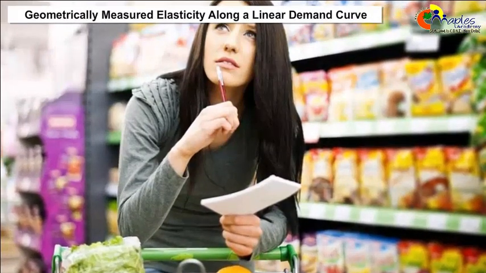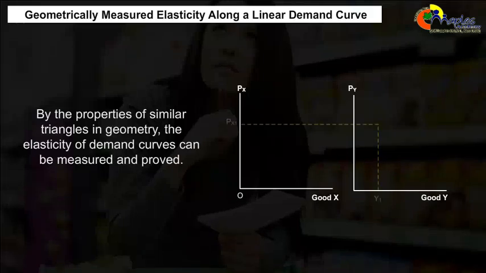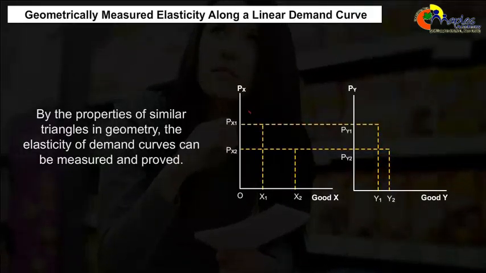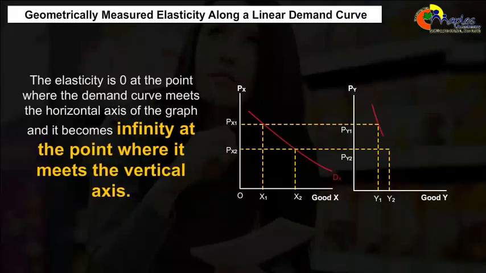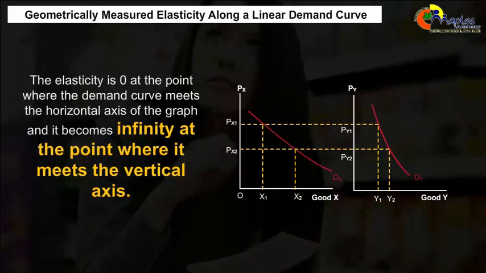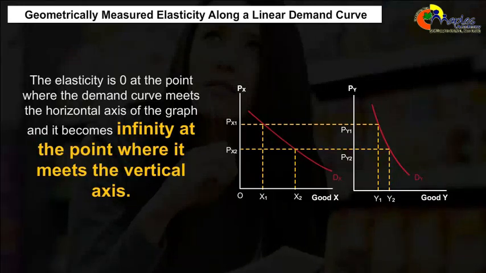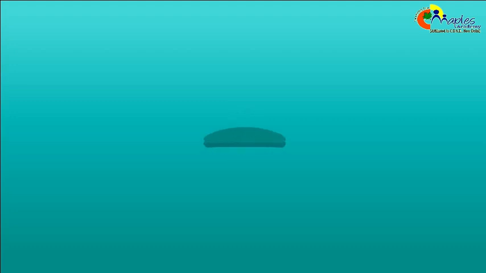Geometrically measured elasticity along a linear demand curve. By the properties of similar triangles in geometry, the elasticity of demand curves can be measured and proved. The elasticity is zero at the point where the demand curve meets the horizontal axis of the graph, and it becomes infinity at the point where it meets the vertical axis.